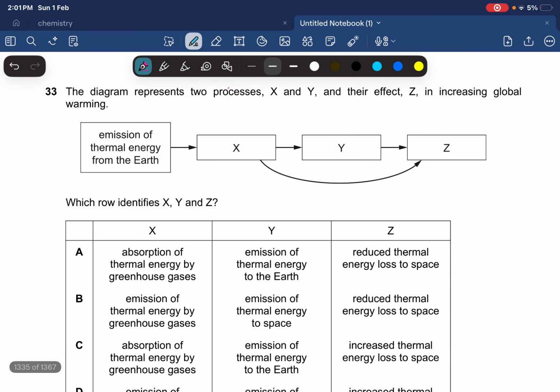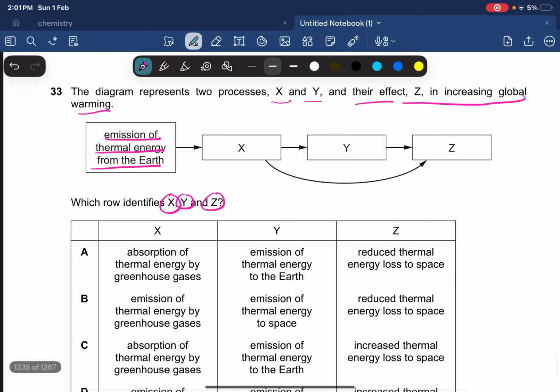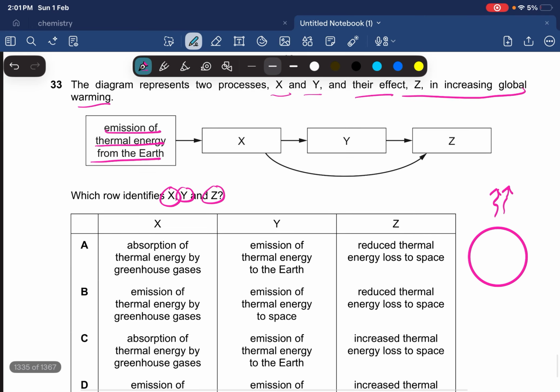The diagram represents two processes, X and Y, and their effect, Z, in increasing global warming. Which row identifies X, Y, and Z? Emission of thermal energy from Earth. Okay, X, absorption. So that's your Earth, and then you're emitting some thermal energy out of it. Emission of thermal energy from Earth.